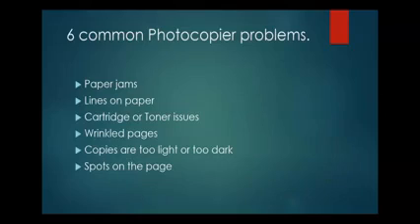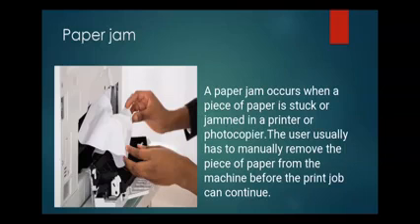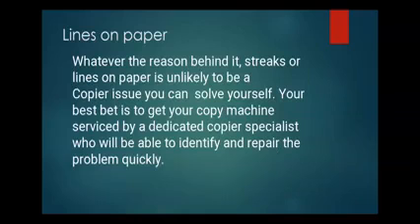Six common photocopier problems: paper jams, lines on paper, cartridge or toner issues, wrinkled pages, copies that are too light or too dark, and spots on the page. Paper jam. A paper jam occurs when a piece of paper is stuck or jammed in a printer or photocopier. The user usually has to manually remove the piece of paper from the machine before the print job can continue.